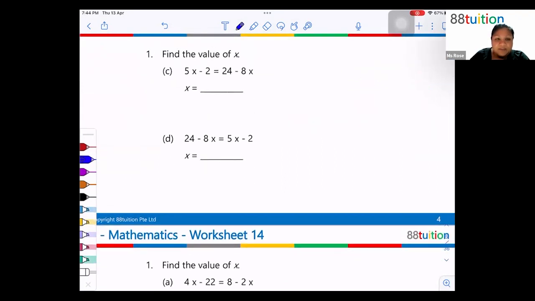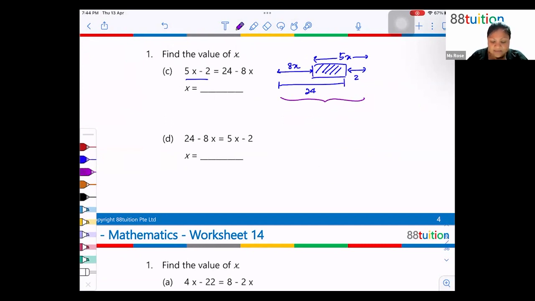So very quickly, if I were to represent this using model, what will I have? I will have 5x short. So to get 5x, I am short of 2. So this is the same as 24 short of 8x. Okay, so from here, can you see that this is 26 and this is 13x? So that means 13x is equals to 26. So x will be equal to 2.